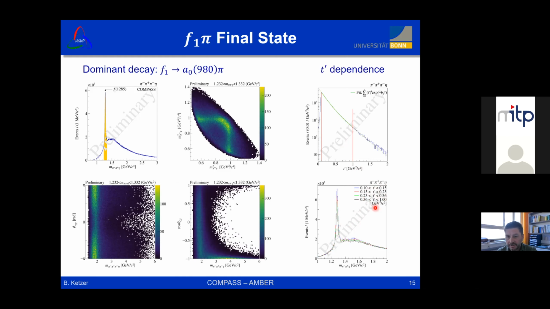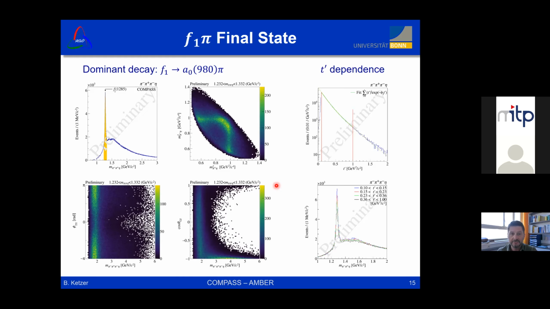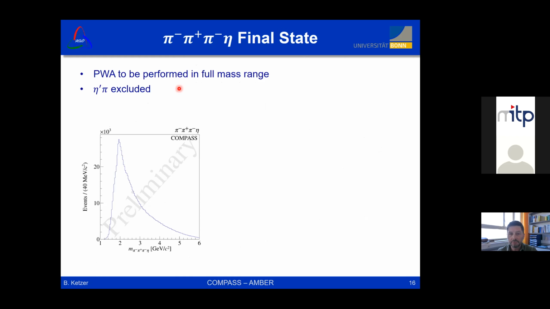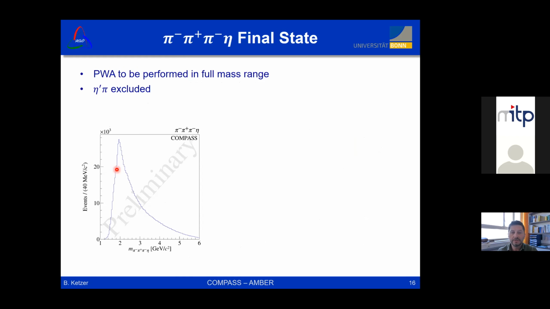So we divide this range into 4 bins, and you see that there is some change of the signal to background ratio of the f1. So that will also have to be taken into account by the fit. But then, of course, the real fit will not do a mass cut on the f1 since it sits on such a large background, but it will be performed in the full mass range, and we exclude the eta prime pi that's already seen here. So there's a very small region here which is excluded because that limits the number of waves that we have to include.